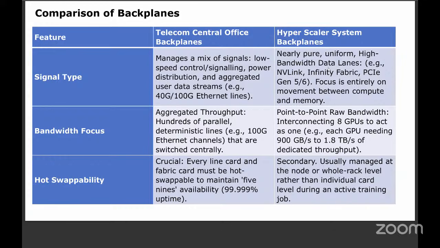Focus is entirely on movement between compute and memory. The major traffic is between GPU and memory. That's it. Point-to-point raw bandwidth interconnection of 8 GPUs to act as one, each GPU needing 900 GB per second to 1.8 TB per second of throughput. Secondary signals are usually managed at a higher node and whole rack level rather than individual card level during the active AI training job. We know what AI training means. So these are the key differences, but there are still other differences. Next page, please.